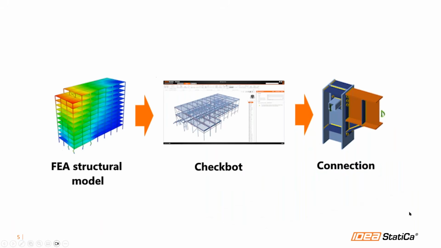Here's a typical workflow. We are starting with our global model in FEA software, which then can be transferred, so you can export the data and import it into Checkbot. There you can adjust your model a bit. You can also choose which loads you'd like to take into account in the design. You can create groupings, and then this data can be passed on to Connection where you can proceed with modeling.